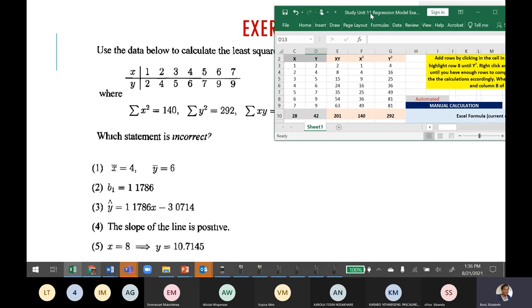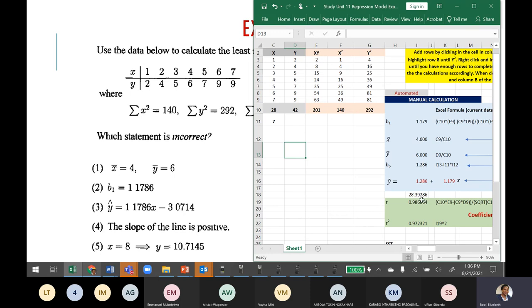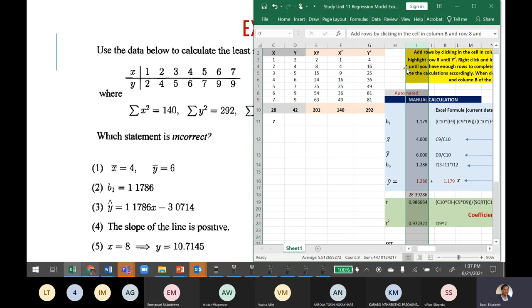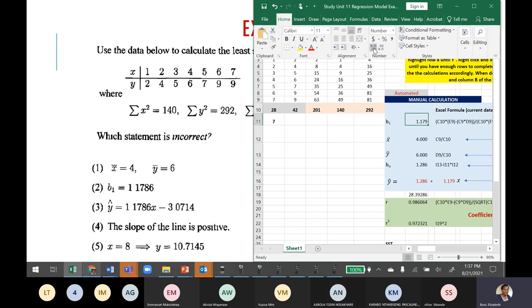Okay, we can look at using Excel to answer the questions. Let's see if we can get all the answers correctly now. It says the mean of X is 4. That's correct. The mean of Y is 6. Correct. B1, it's correct. So what you can do here is increase or decrease the decimals. To get the same answer as what they have, go to the number function and increase the decimals, and you will see that you get the same decimals.